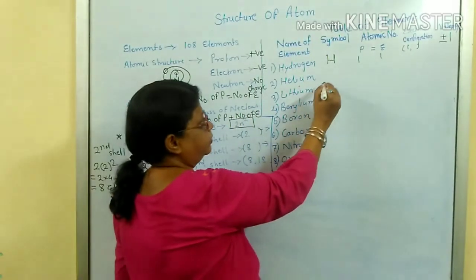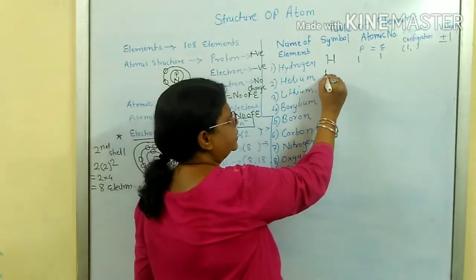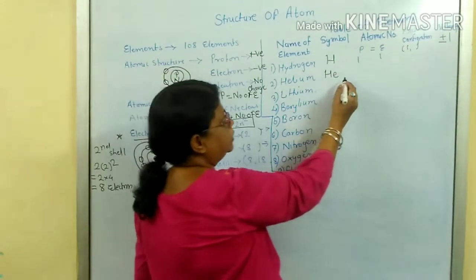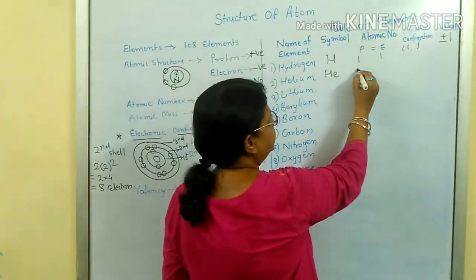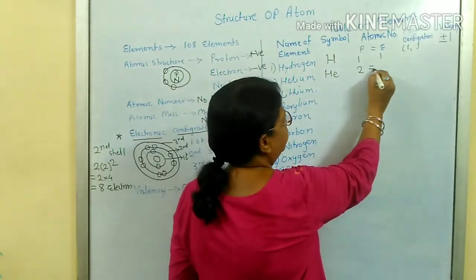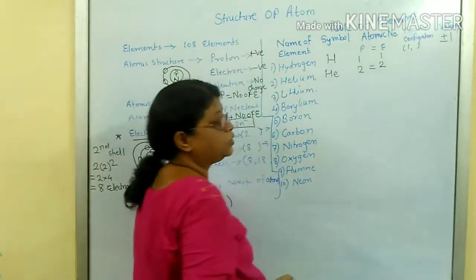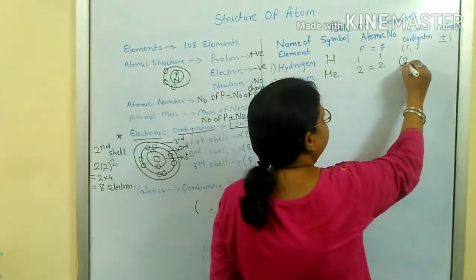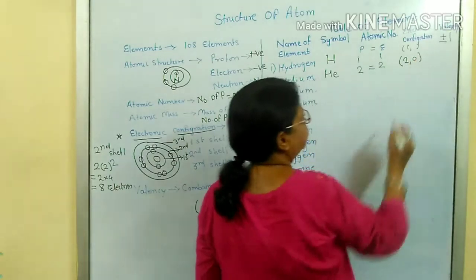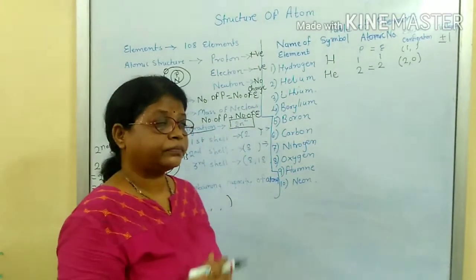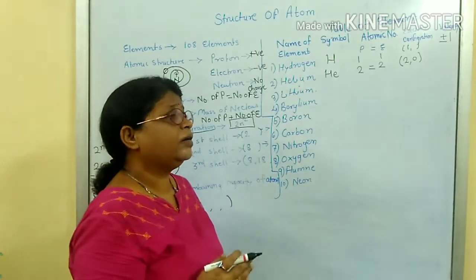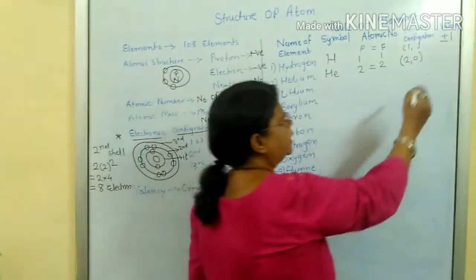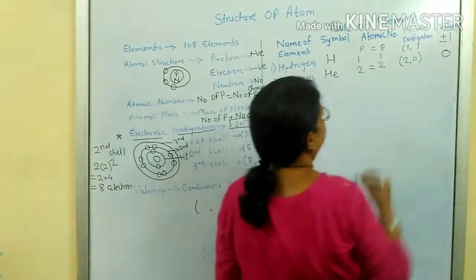Then helium. Helium has symbol He, that is capital H and small e. Its atomic number is 2. So proton number is 2 and electron number is also 2. So what is the electronic configuration? In the first shell only 2 electrons are present. So it does not take electrons or give electrons. So its valency is 0.